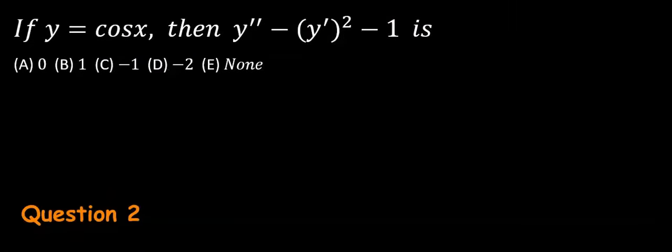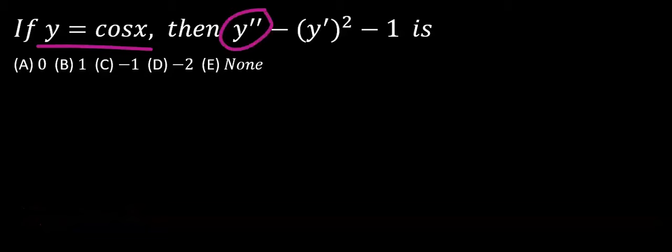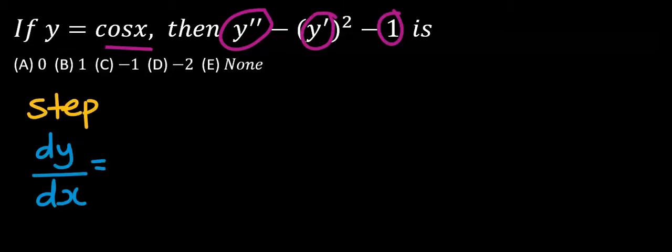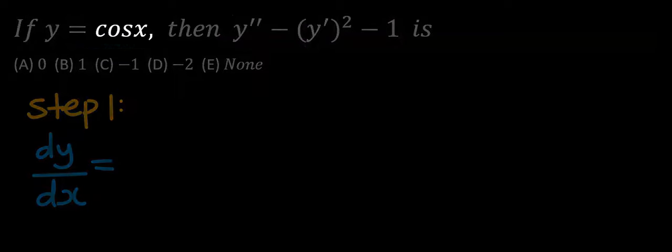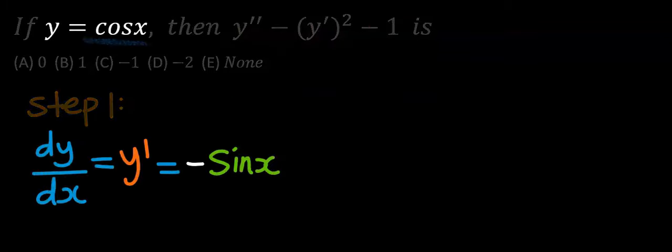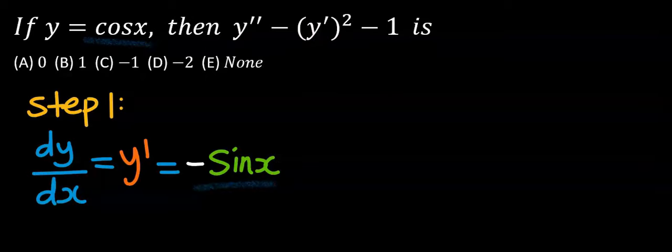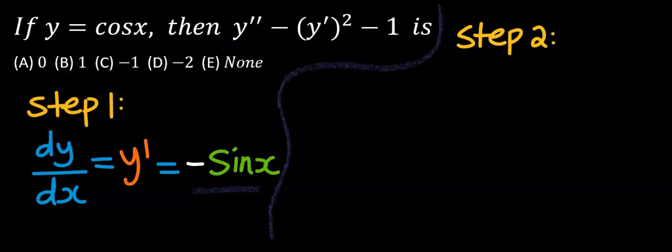Next, consider this question. Given that y is equal to cos x, then the second derivative of y minus the first derivative of y squared minus 1 is? Step number 1. Differentiate cos x. From the basic derivative table, when you differentiate cos x, you are going to have minus sin x. Hence, the differentiation of cos x will give you minus sin x. This is the first derivative.